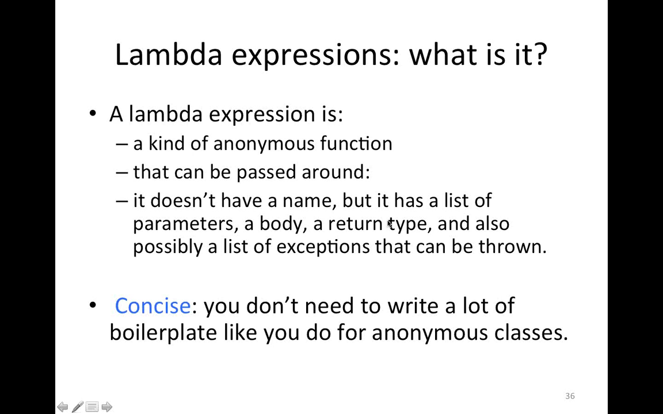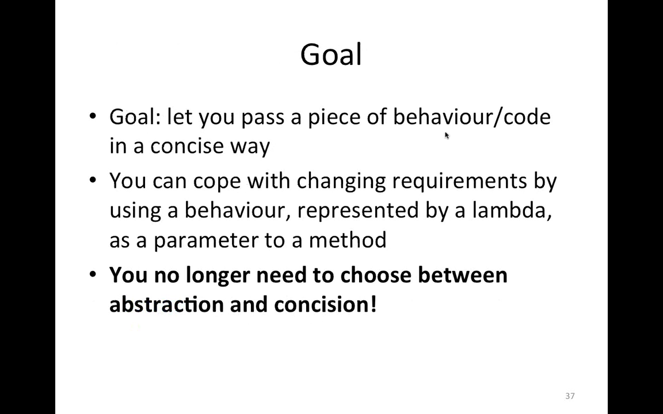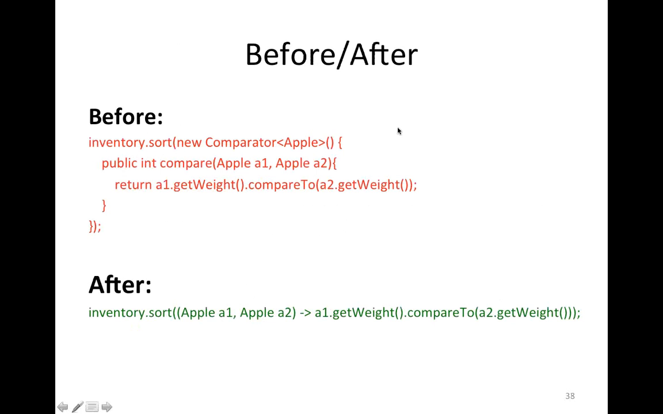As a piece of behavior, a piece of code, in a concise way. And by making use of them, you can code for changing requirements. So the great thing is that you no longer have to choose between abstraction and concision. Right, so let's look at a few examples of lambda expressions just to get a feel for it.